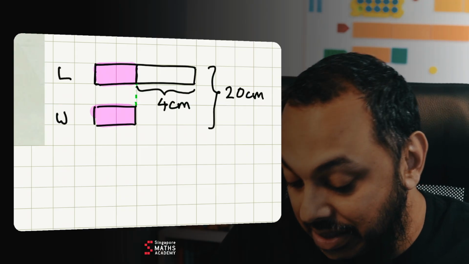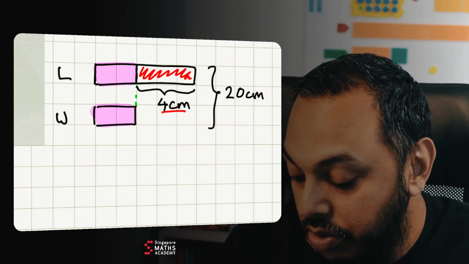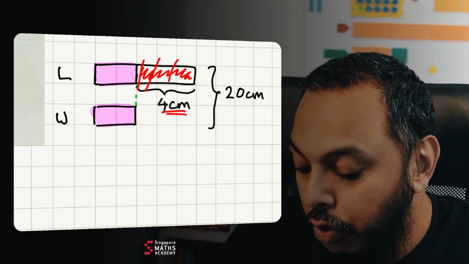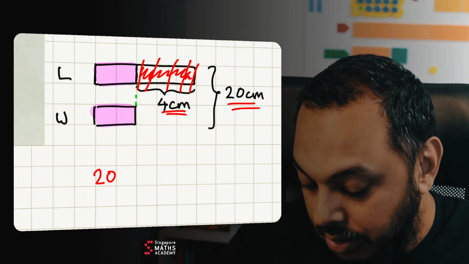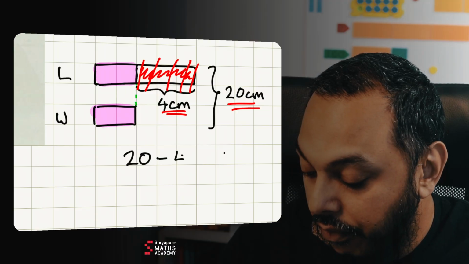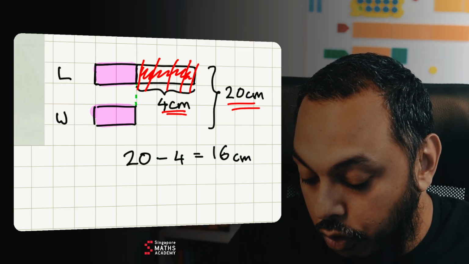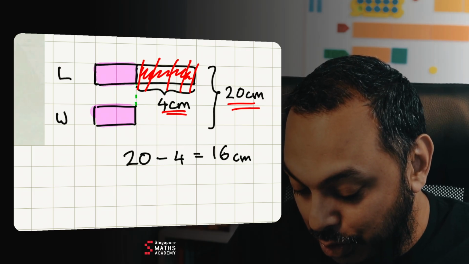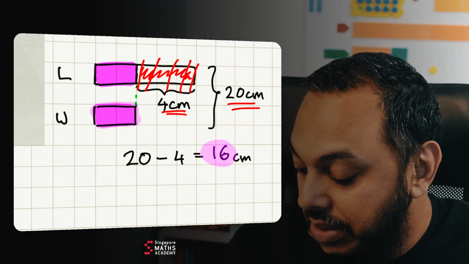What's different is the difference, right? The part that makes it different, which is all of that, that's 4 centimeters, we know. So if I take away this 4 centimeters from the 20 centimeters, 20 take away 4, let me do that in black so you can see a bit more clearly. 20 take away 4 centimeters is 16 centimeters. So now I've got two equal parts, right? Let me do that again. I've got two equal parts, two equal bars that are equal to 16 centimeters.